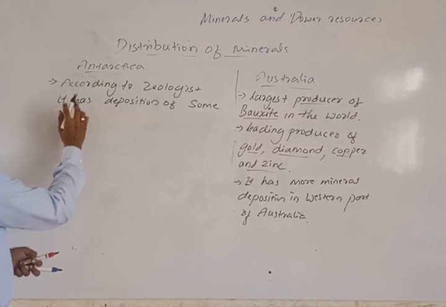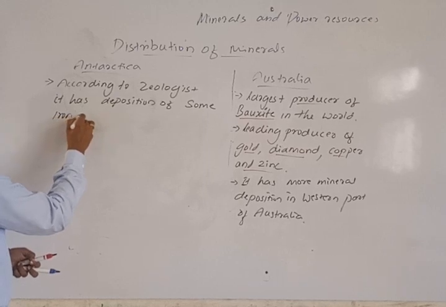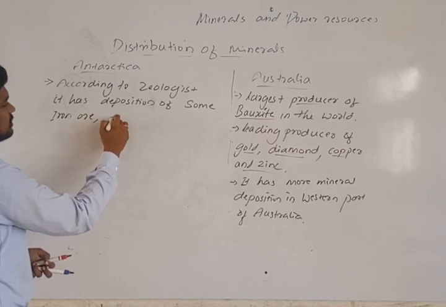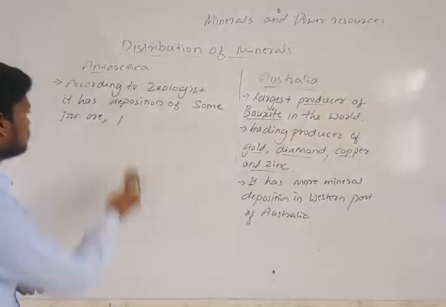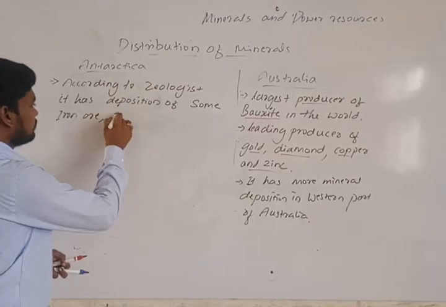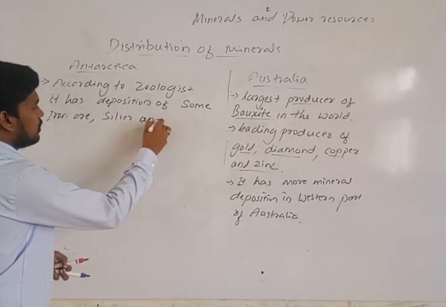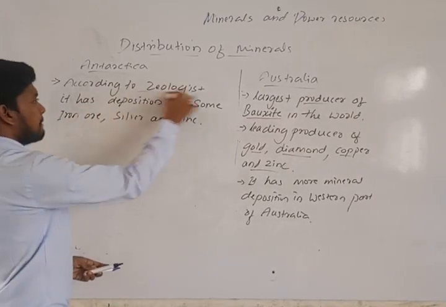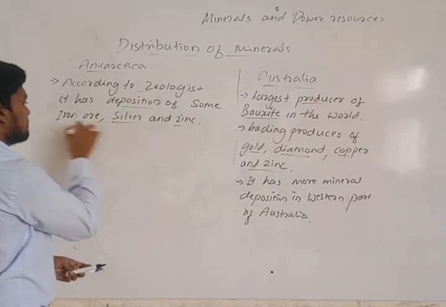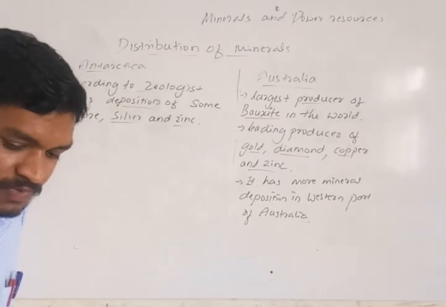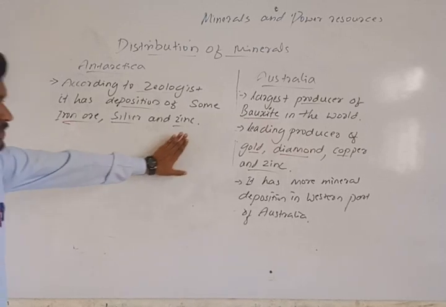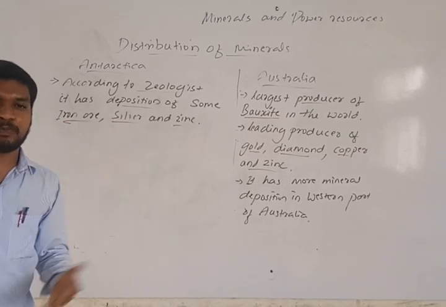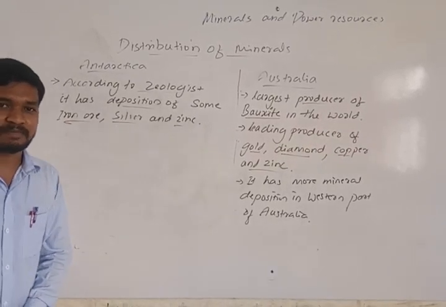Mainly iron ore is found there. Even silver is also found there, and zinc. Other important minerals are found in Antarctica. These are the minerals which are found there. So till now what we discussed is about the continents having different depositions of minerals.